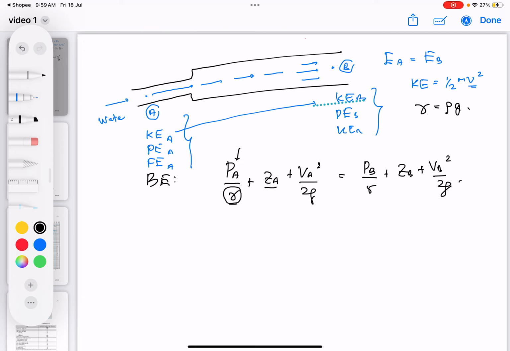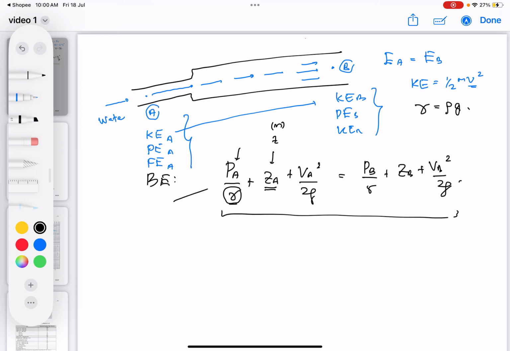And then we have Z. Z refers to the potential energy. Potential energy here means that Z is just the elevation, and the unit will be meters. And then we have velocity to the power of 2 divided by 2g. So this is what we call Bernoulli's equation.